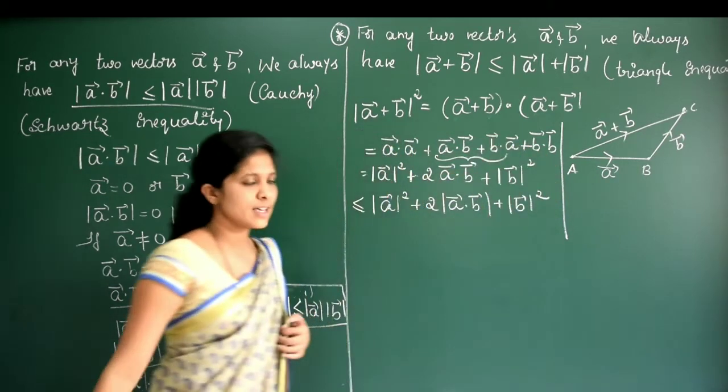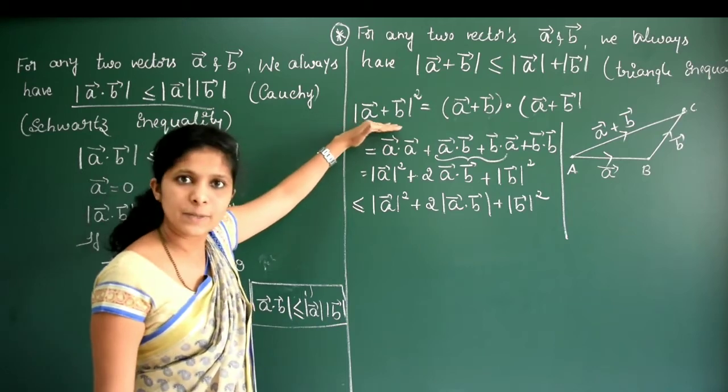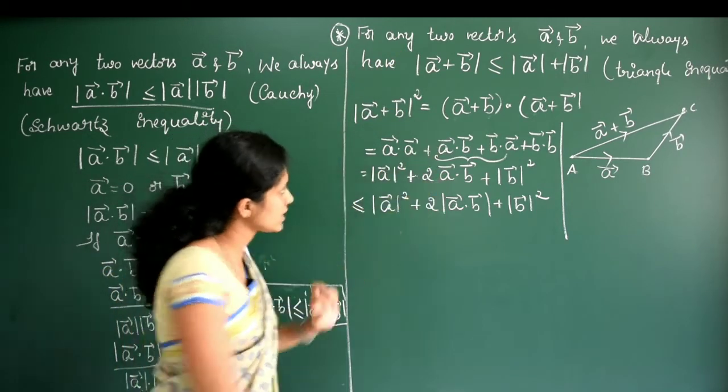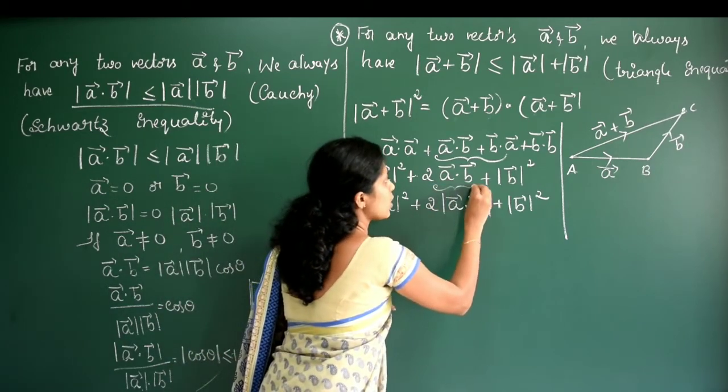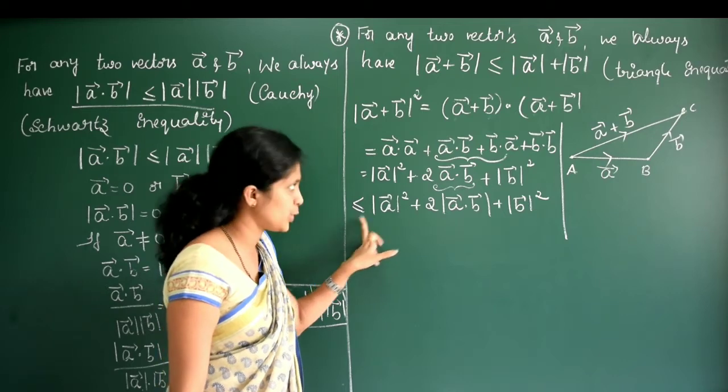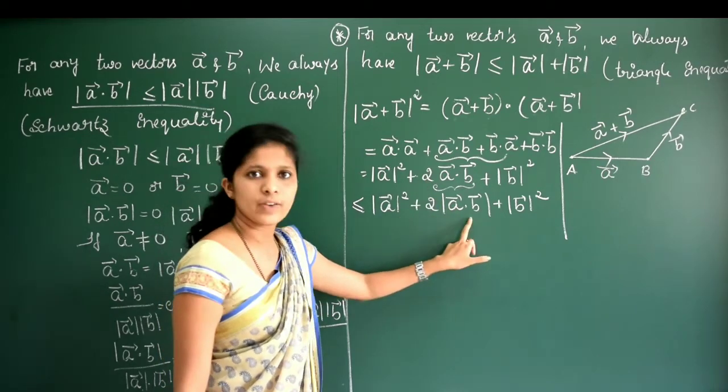Now can we write this as less than or equal to the magnitude of a vector square, plus 2 magnitude of a vector dot b vector, plus the magnitude of b vector square? Can we write like this? See, actually the magnitude of a vector plus b vector whole square is equal to this one. Now by using this one, see here, a vector dot b vector is there. So this one is written as less than or equal to 2 magnitude of a vector dot b vector.